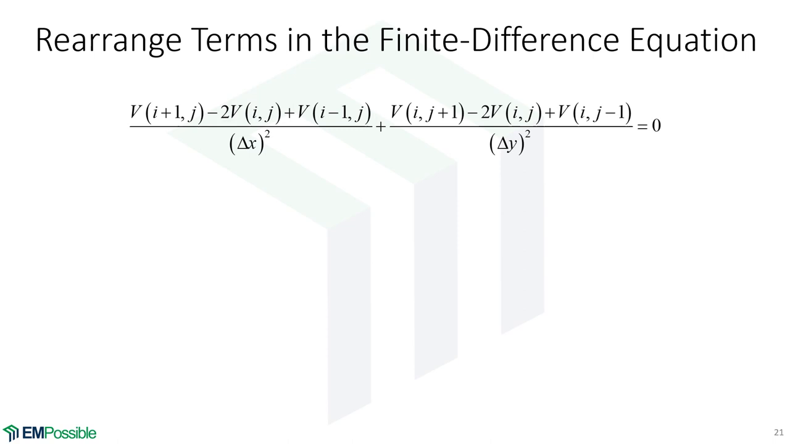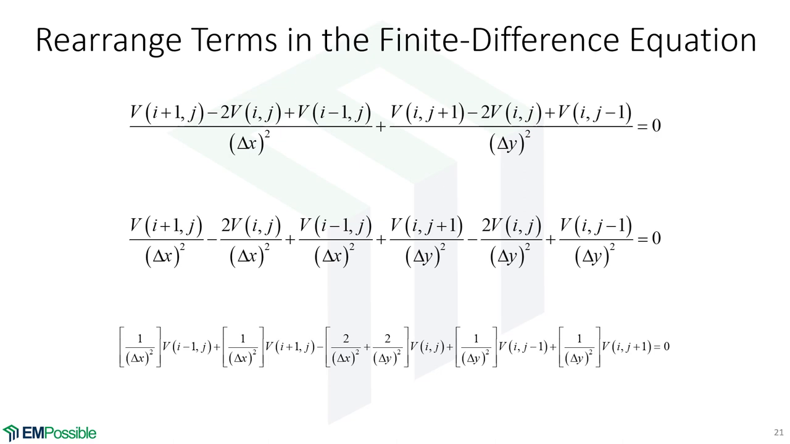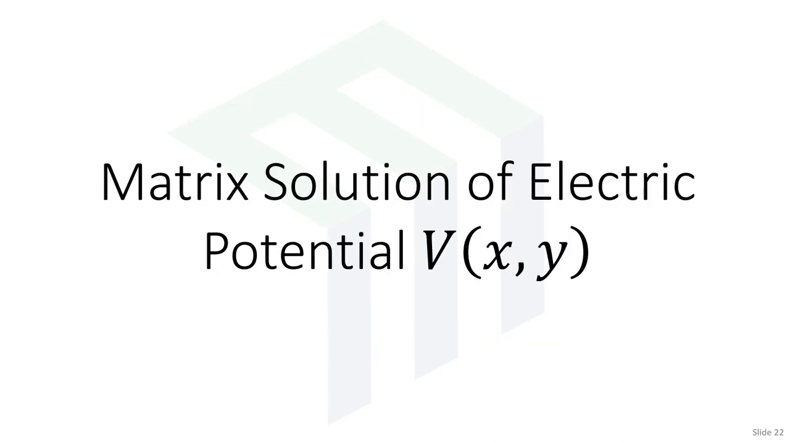So there's our equation from the previous slide. The first thing we're going to do is multiply all this out so we see all the terms in the numerator separately. Then we'll recognize there's some common V terms here. For example, here's a V_ij and here's another V_ij. So we can collect all of these common terms. And we end up here. Okay, now that we have this in finite difference form, we're ready to put this into matrix form and then solve that to calculate the electric potential.